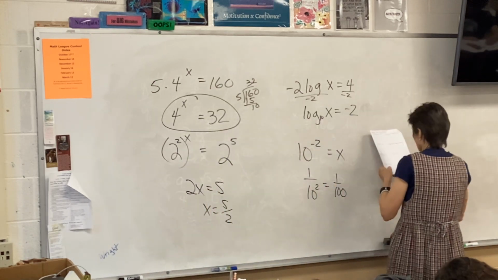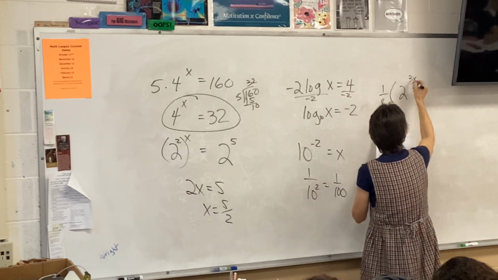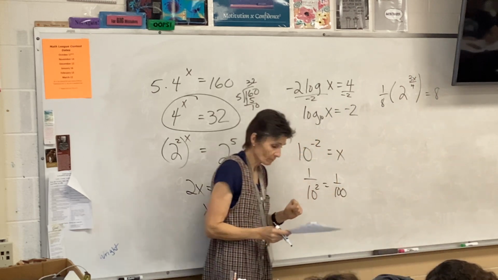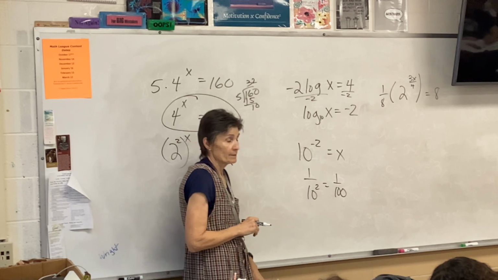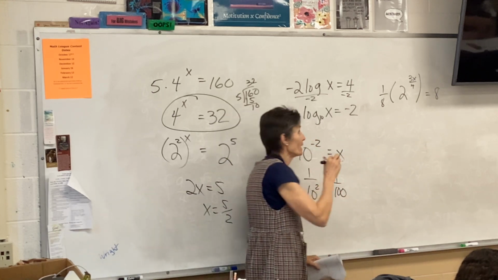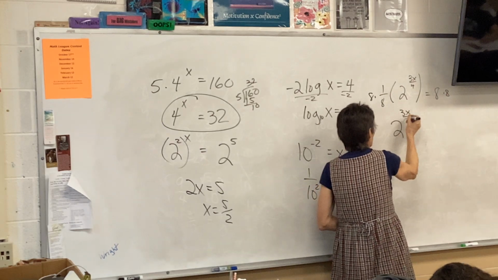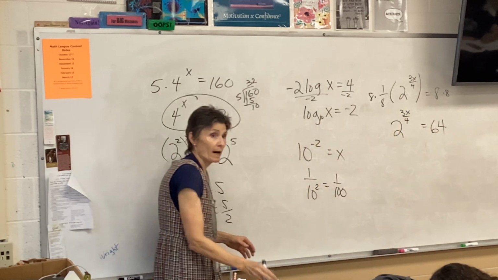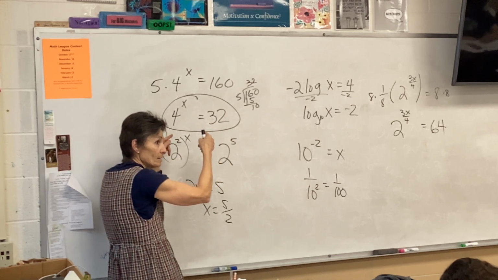All right. 1/8 times 2 to the 3x over 4 equals 8. Step 1: divide by 1/8, which is the same as multiplying by 8. So 2 to the 3x over 4 equals 64. Guys, that problem's exactly like this one. We need a common base.